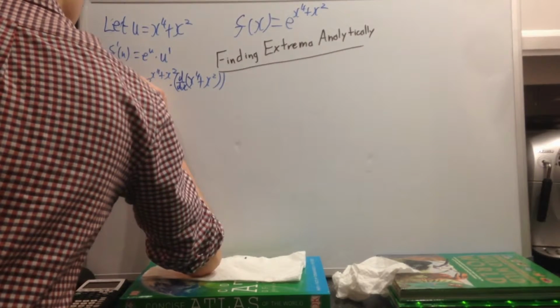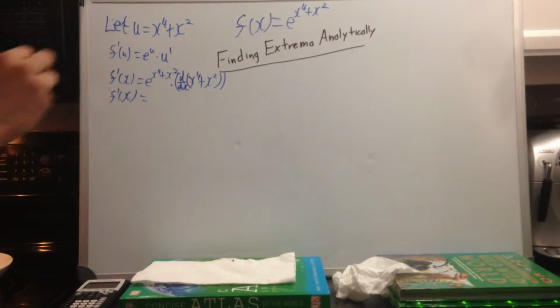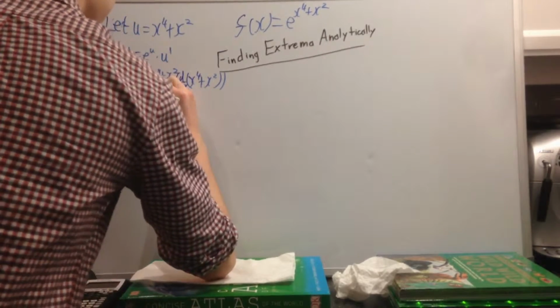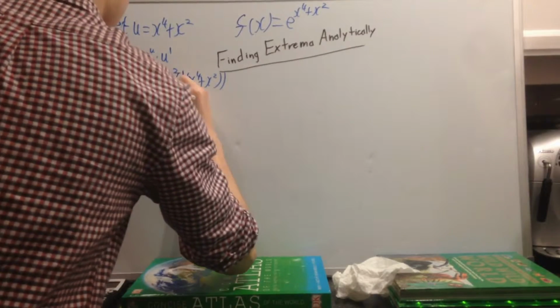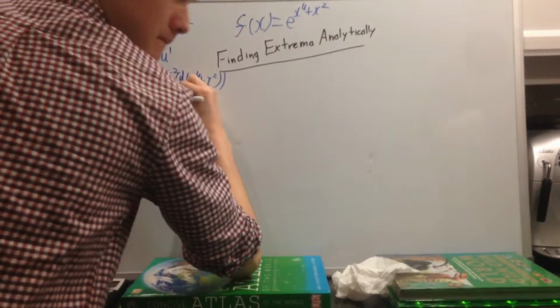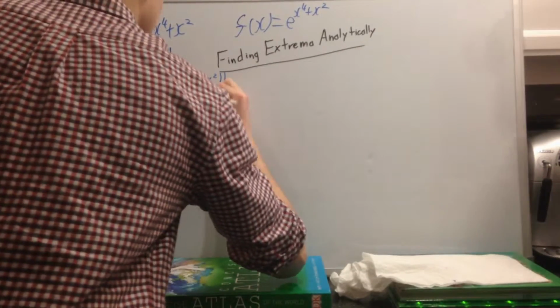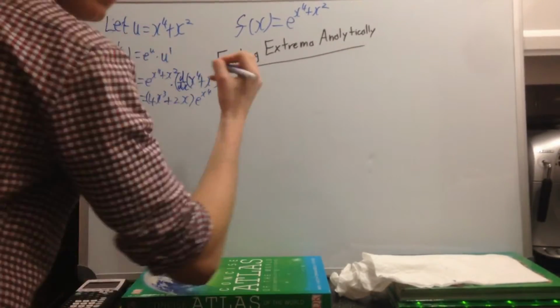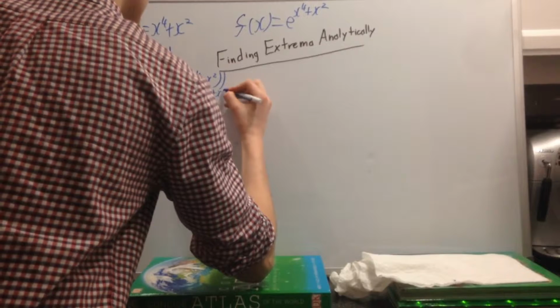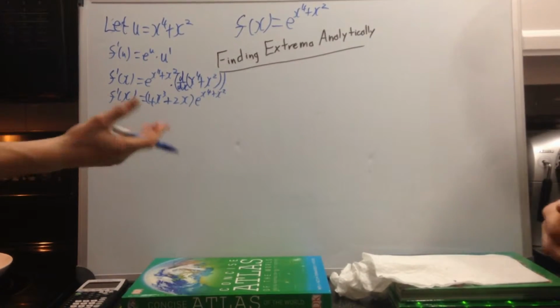F prime of x equals 4x cubed plus 2x times e to the x to the 4 plus x squared. And that is our derivative.